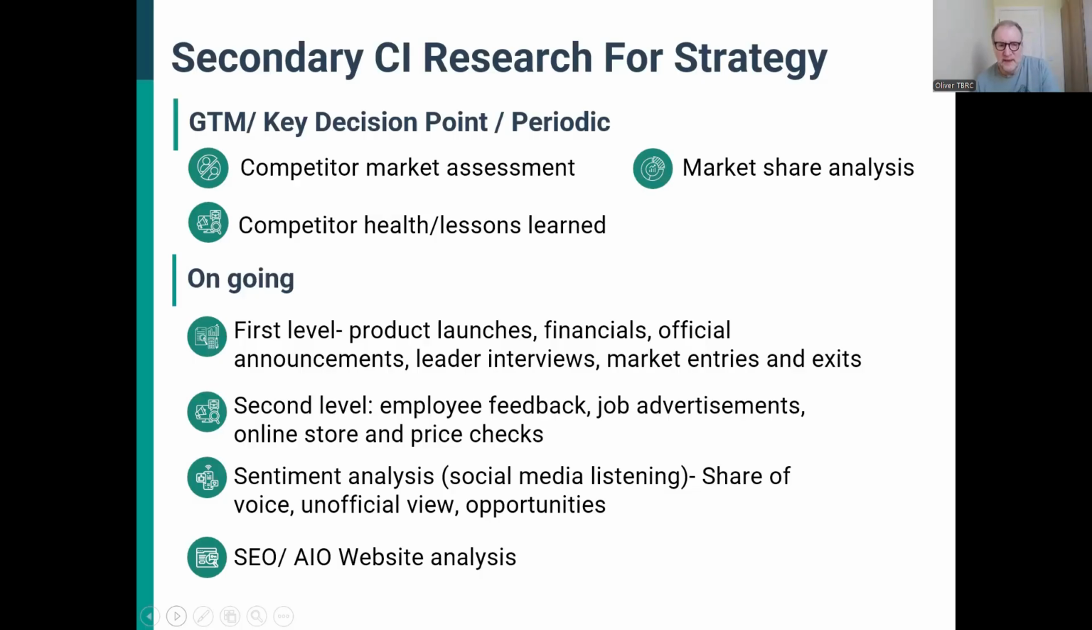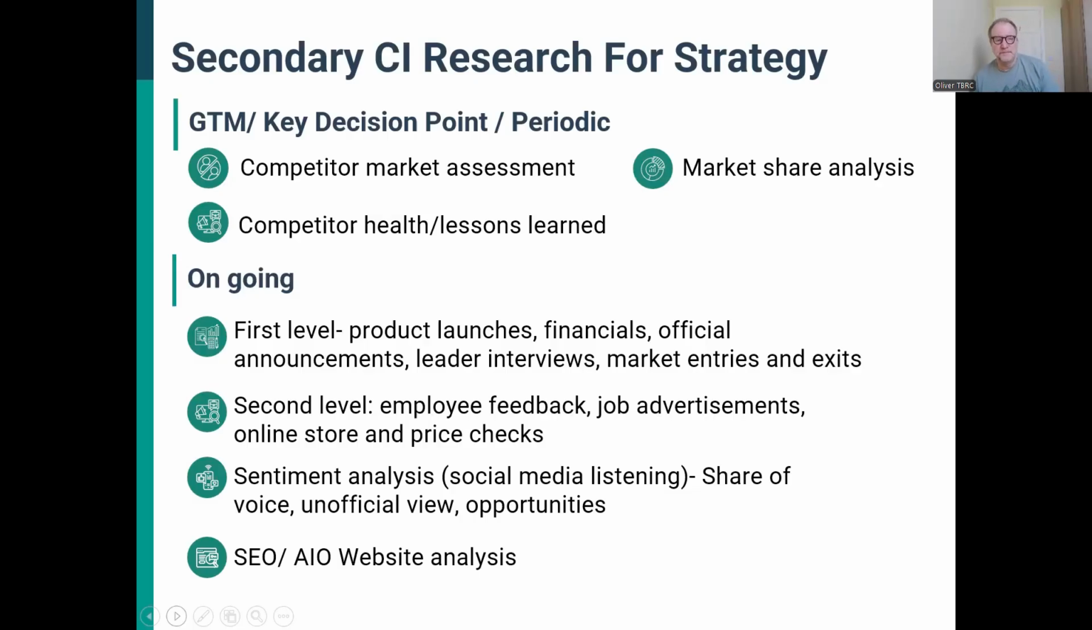So things like employee feedback on forums like LinkedIn or Glassdoor, those kinds of things. Job advertisements: where are they creating new roles? Store checks: where are their products or services placed, and how are they communicated, and where available, what pricing information can be gathered from that.